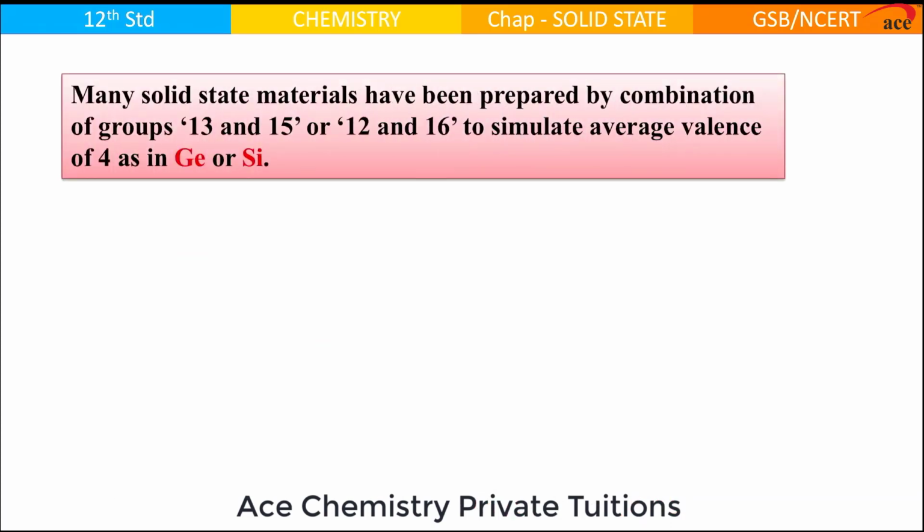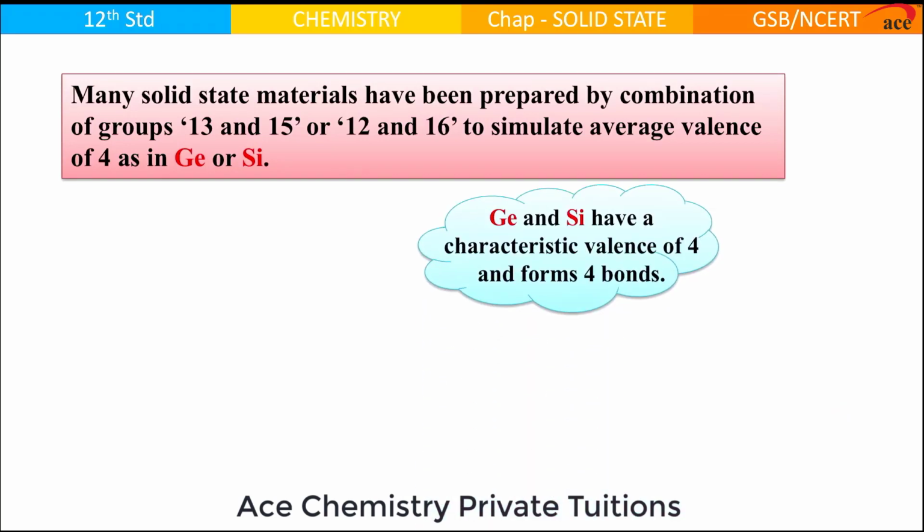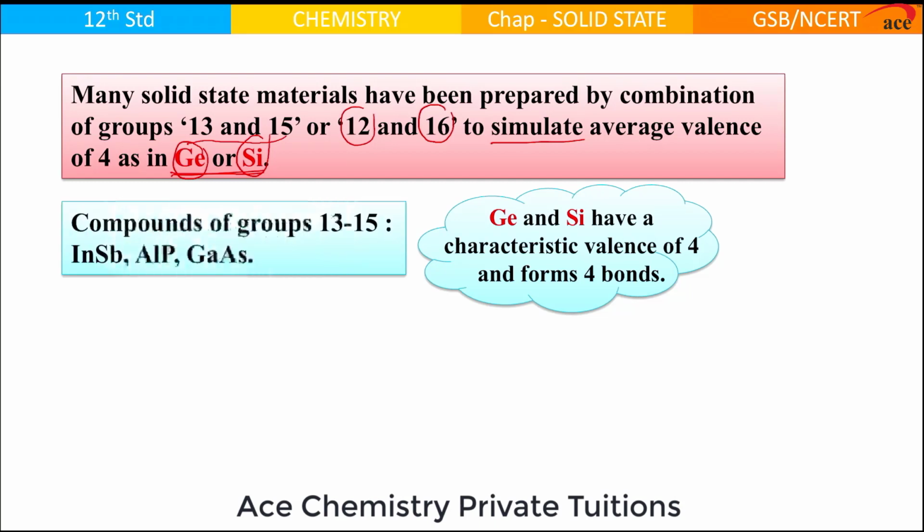Now, other than silicon and germanium, which we have learned as semiconductors, more semiconductors have been prepared by synthetic methods, like those from group 13 and group 15 elements. If they are mixed together, they are found to simulate group 14 only. If you average out groups 13 and 15, is it not group 14? And if you take 12 and 16 and average it out, is it not group 14? So, they simulate group 14 elements like germanium and silicon.